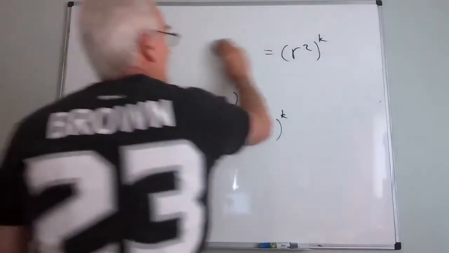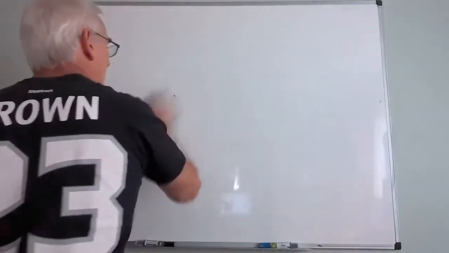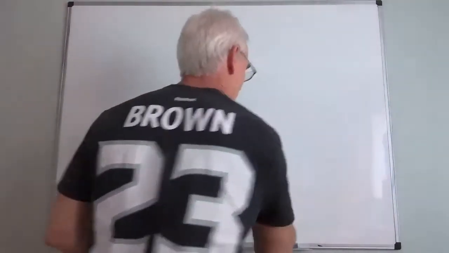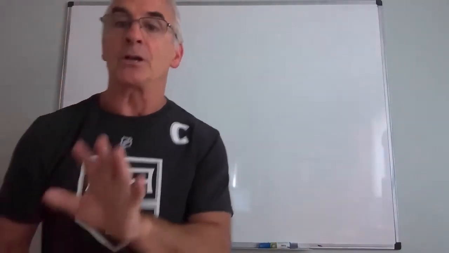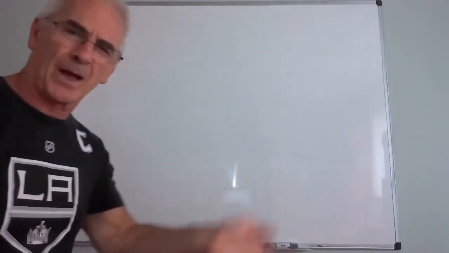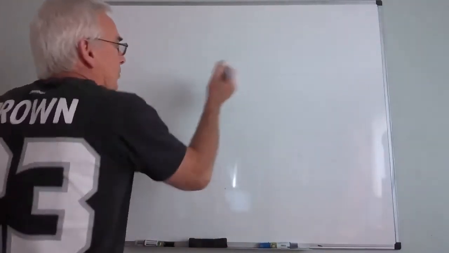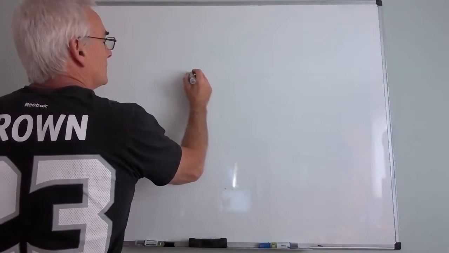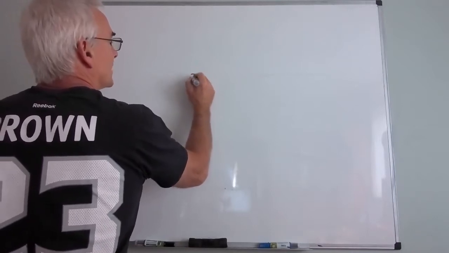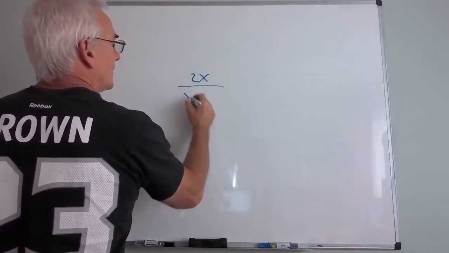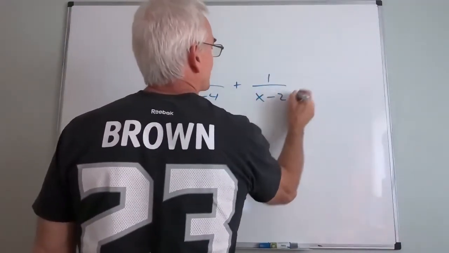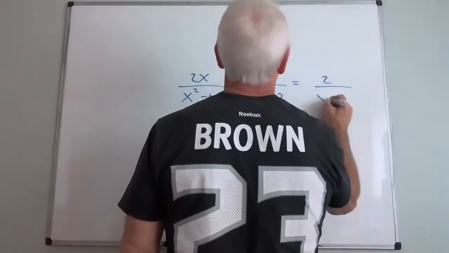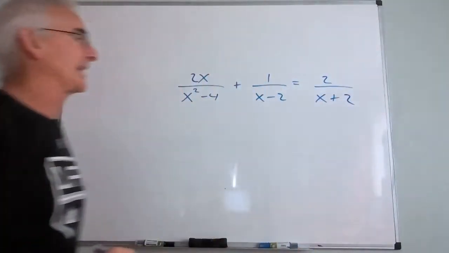So let's do an example of something we might see. Now, I want to remind you of something, mathematically speaking, and this goes back to baby algebra. You're solving an equation, and in remedial algebra, you might have had a problem of this nature. I don't even care what the answer is. Maybe, I don't know, let's say 2x over x squared minus 4 plus 1 over x minus 2 equals 2 over x plus 2. You had something like this.